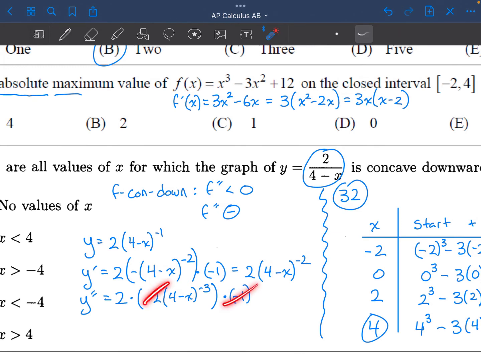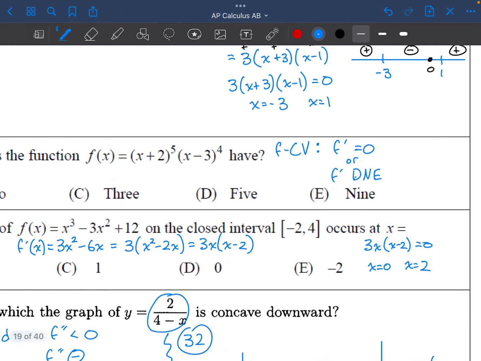Again, just like the last problem, negative and negative cancel each other out, so there's no negatives here. And if I rewrite this with a fraction, which will be helpful now, I have 2 times 2, which is 4 in the numerator, and in the denominator, I have 4 minus x, all of that to the power of 3. So there's a second derivative, and I'm going to look for critical values. The definition for critical values, I think I wrote up here somewhere, is these two, right? Where f prime is equal to 0 or doesn't exist.